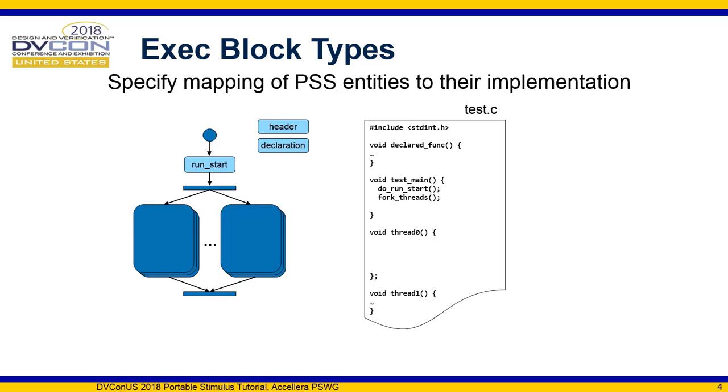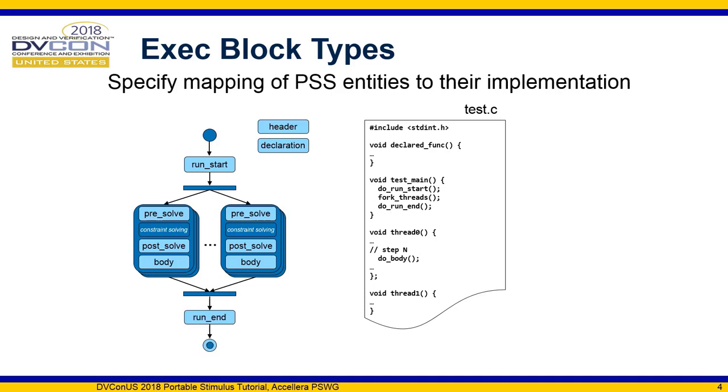At that point, from the tool's perspective, it's managing multiple concurrent threads, however it generates threads for that. And for each step in a thread, we have a pre-solve exec block and a post-solve exec block. Pre-solve runs before we do randomization, post-solve runs after we do randomization. Then body actually does the operation that we want to call on our test bench, maybe a UVM sequence. And then finally, there's a run end, which is your place to put cleanup code.